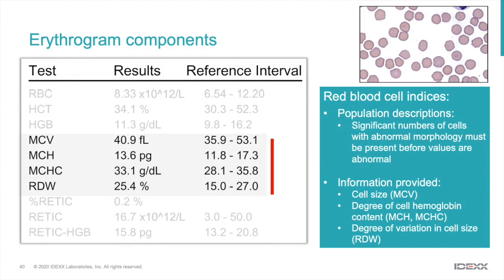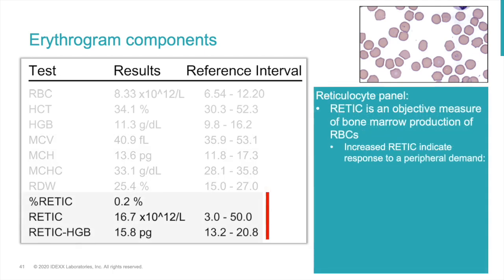The RDW completes our discussion about the red cell indices. That RDW, remember, is a really reliable test on most of our analyzers. And when we see an increase, we can almost guarantee there are going to be red cell morphologic abnormalities. Now let's turn to the reticulocyte panel. The absolute reticulocyte count is the most valuable here. It is an objective measure of bone marrow production of red blood cells.